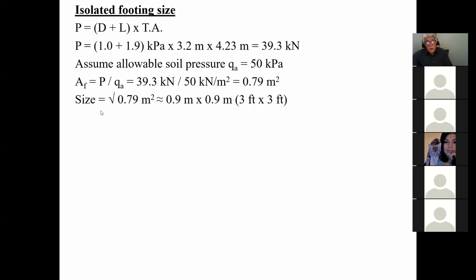Now, so that's the size of the isolated footing. Now for the strip footing. Of course, you have to be able to discern all the loads that start from the roof and come all the way down on the exterior wall, and then all the way down to where the strip footing is going to be underneath the foundation wall.